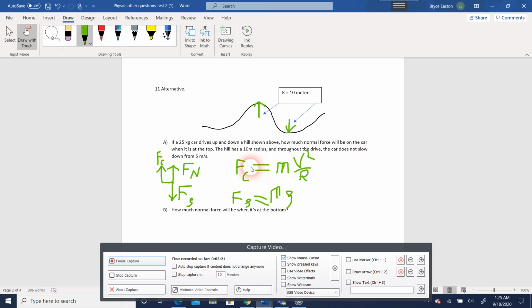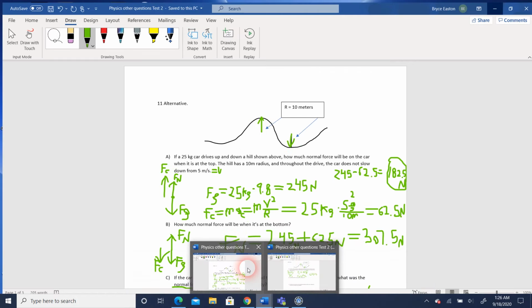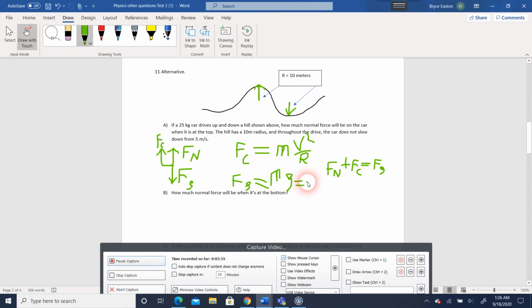Then if we set up this equation, we have our forces that are going up. We got Fn, force normal, plus our centrifugal force is going to be equal to our force of gravity. I believe our force of gravity is going to be 245 newtons.